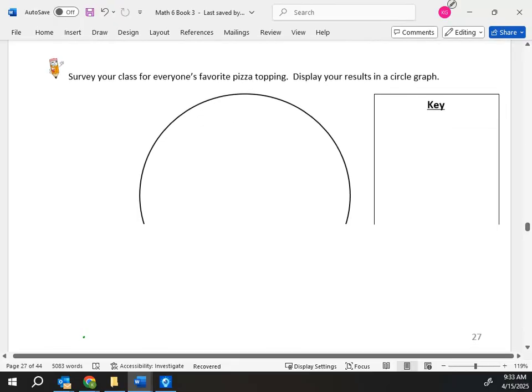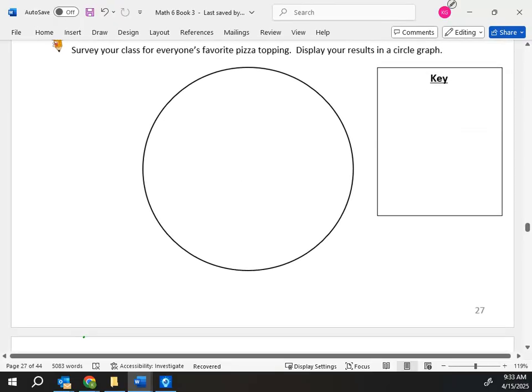this next one. Survey your class for everyone's favorite pizza topping. Display your results in a circle graph. So first, let's come up with 5 toppings. Who can tell me one topping?